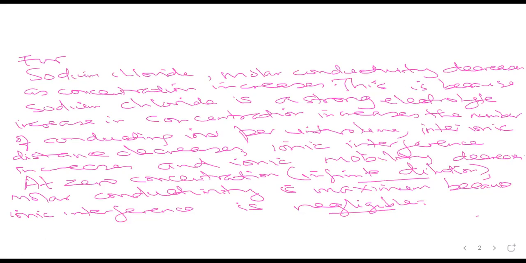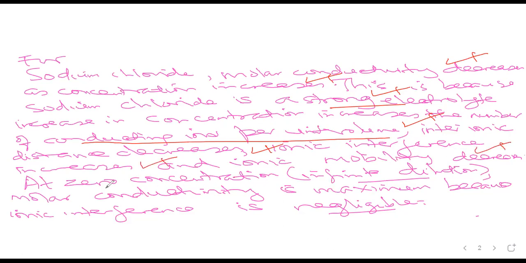How do we award marks for this? Molar conductivity decreases as concentration increases. Sodium chloride is a strong electrolyte. Increase in concentration increases number of conducting ions per unit volume. Interionic distance decreases, ionic interference increases, ionic mobility decreases. At zero concentration, molar conductivity is maximum because ionic interference is negligible. That's 4.5 marks or less, depending on the awarding of someone marking you. So that's for a strong electrolyte.